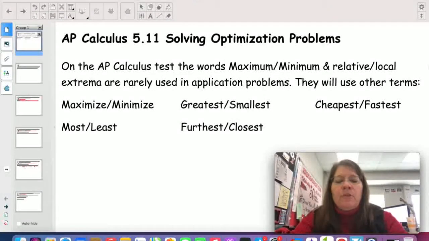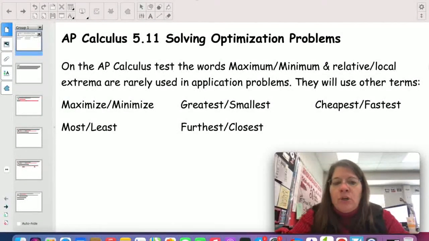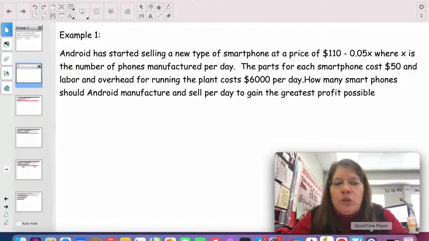Some common terms that you might hear would be maximize, minimize, find the greatest or smallest value, find the cheapest or the fastest value. They'll use the words most and least, furthest and closest. We're going to do two examples of these type of problems. We're going to read the examples together and talk about them a little bit, and then I'm going to go to the whiteboard to finish them off.